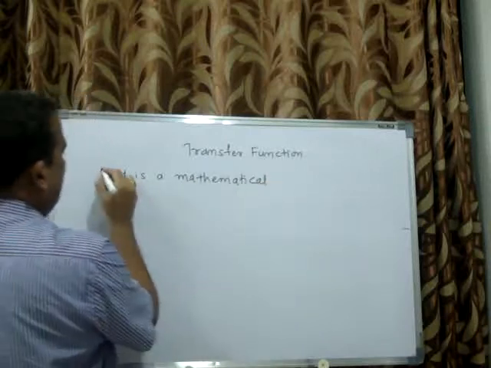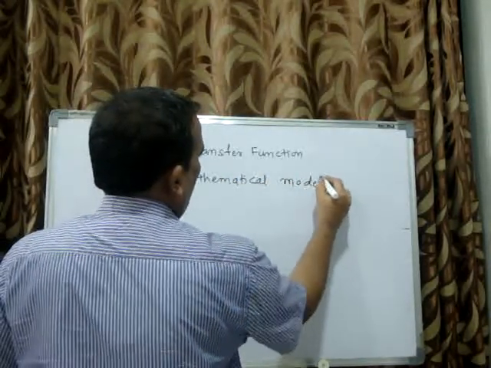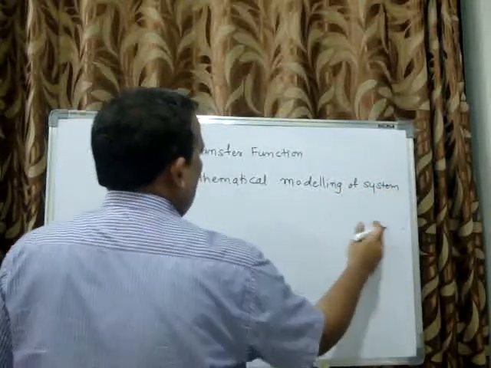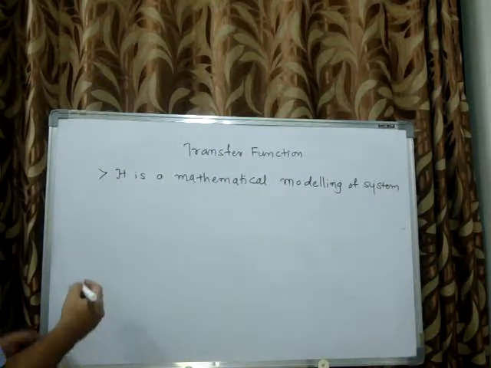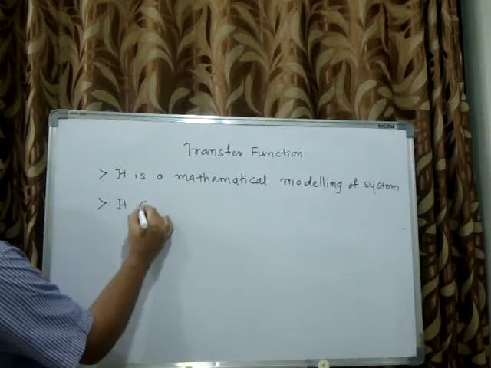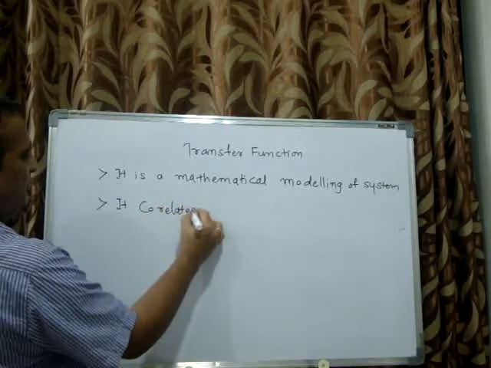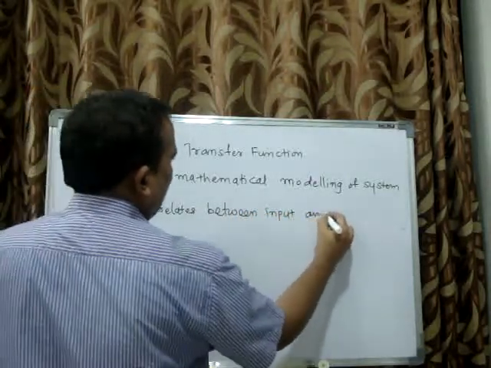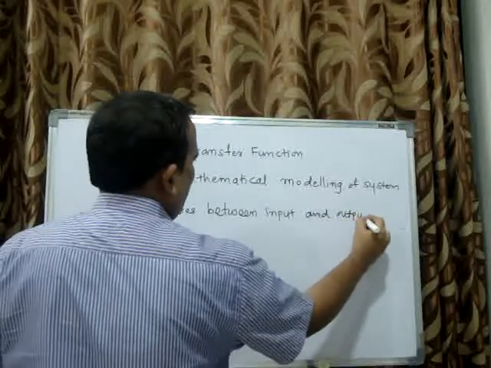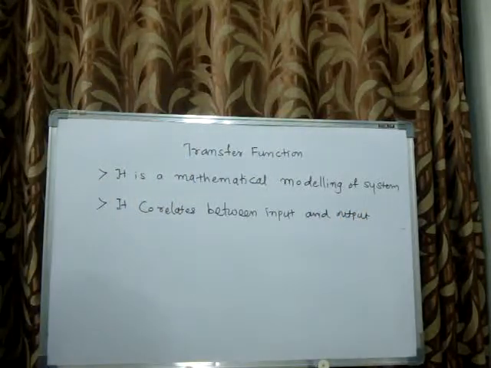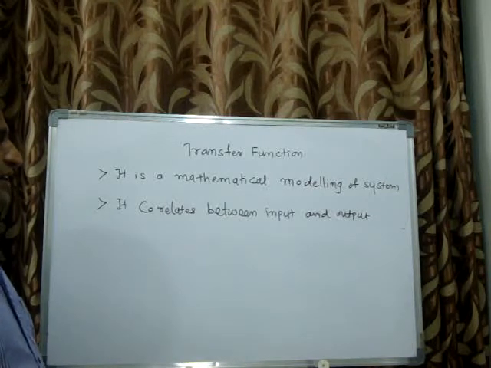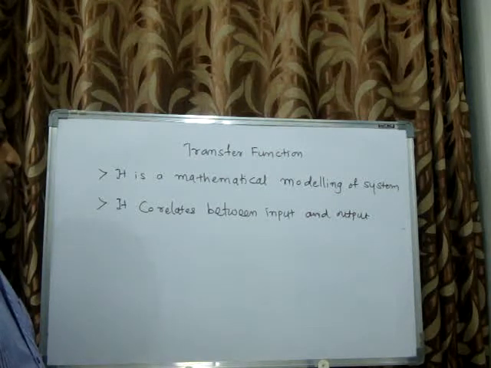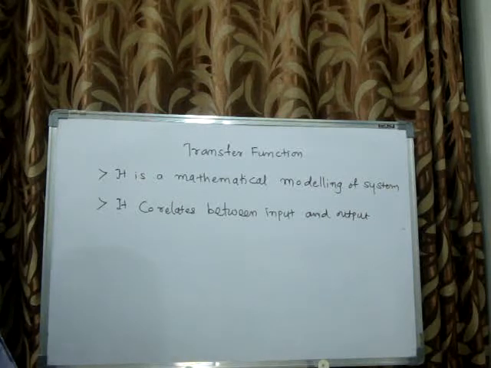Mathematical modeling of a system. If you take any system, if you are doing a mathematical modeling, that is nothing but the transfer function. What it gives us, it correlates between input and output. It gives an equation with output divided by input, the Laplace of output divided by Laplace of input. Then definitely I go on changing the input, then it gives the output after taking what? Inverse Laplace. So transfer function, how to define a transfer function?